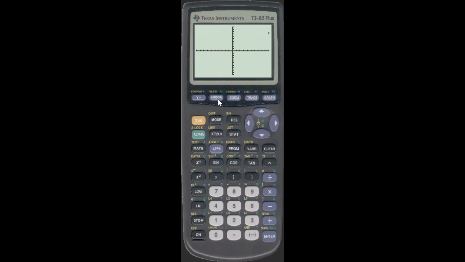So now we're going to go to zoom. Click on zoom, go up to zoom stat, zoom 9, and then hit enter. Whoa, that's funky looking. All right. So you should have something that looks like this, roughly. You have something that looks like that? I do. Wow.